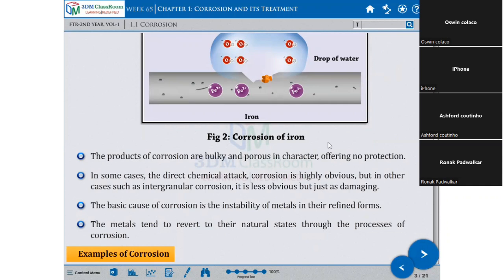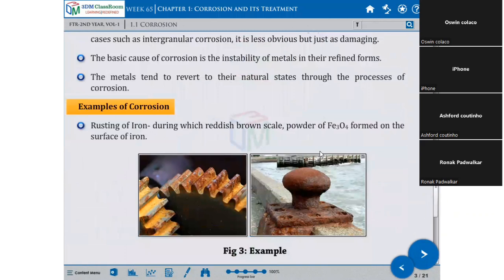So the basic cause of corrosion is instability of metals in their refined form. I told you that metals tend to revert to their natural states through the process of corrosion. An example of corrosion or rusting is shown in the picture. What is this? These are gears, and they are rusted here. Some outdoor accessories, components fixed there, are ready to get rusted.